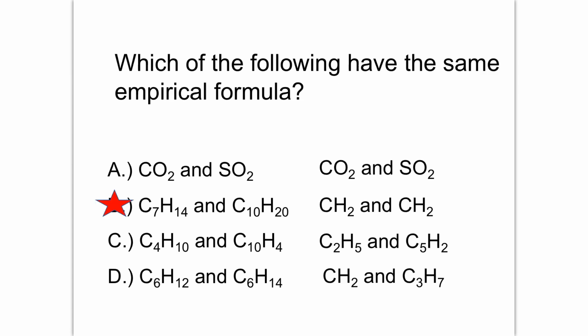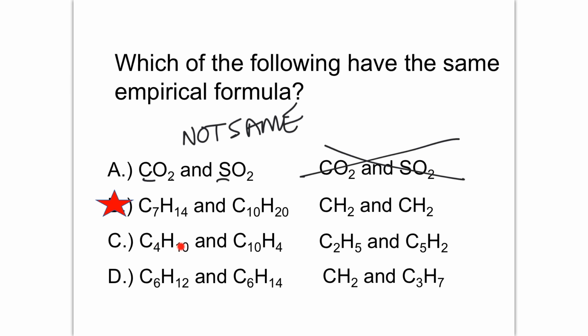Alright, so here's the answer, and as I said before, you've got to have both elements the same. So we have a carbon here and a sulfur here, and so they're not the same. Therefore, even though we have a 1 to 2 ratio, they're different elements. So that's out. C4H10 and C10H4. Well, they look like they have the same ratio, but this one it's 4 carbons to every 10 hydrogens, and this one it's 10 carbons to every 4 hydrogens. So that ratio is different.